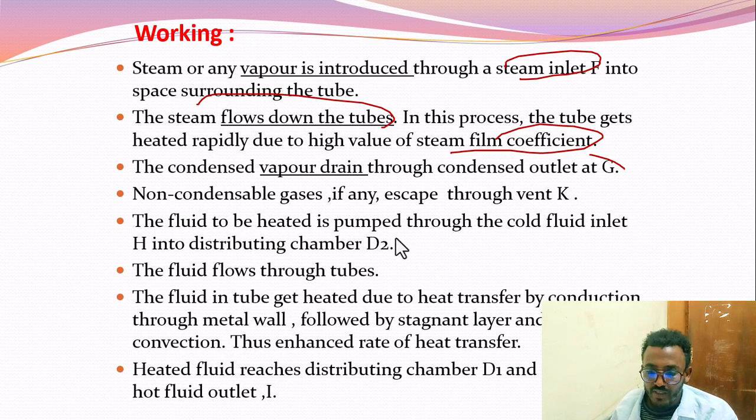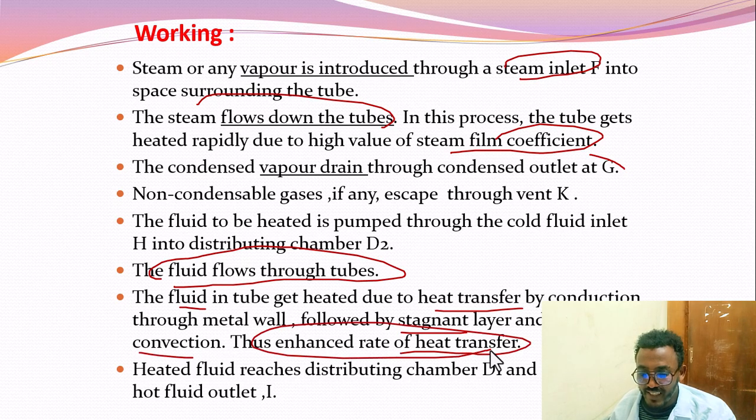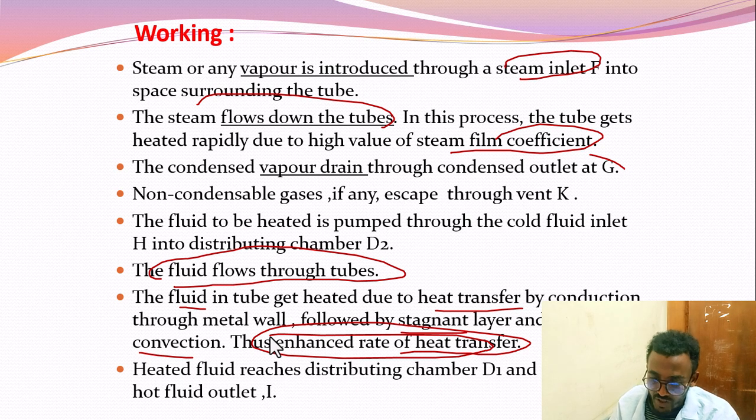The fluid to be heated is pumped through the cold fluid inlet H into distributing chamber 2. Then the fluid flows through the tubes. The fluid in the tube gets heated due to heat transfer by conduction, right? Followed by the stagnant layer and finally by convection. This enhances the rate of heat transfer. At first it was by conduction, then it becomes by convection, which is enhancing the rate of heat transfer.